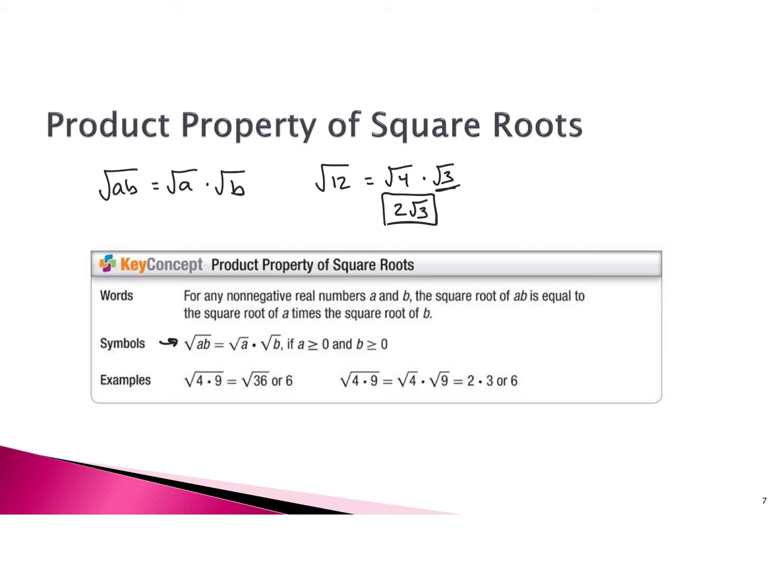Now, this property works both ways. Let's say I had the square root of 3 times the square root of 5. That would simplify into the square root of 15. So the product property of square roots both separates the factors so that you can more easily see your perfect squares, and it combines them. But please notice it has to be multiplication.